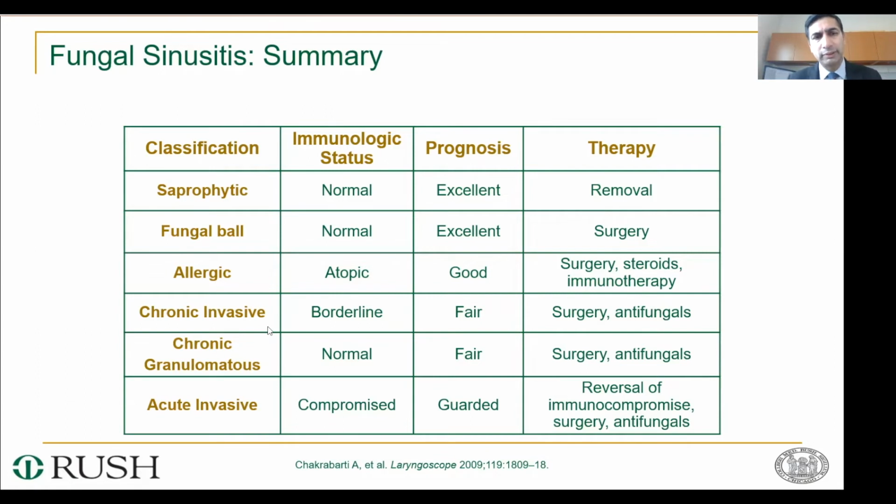The chronic invasive variant, typically the immunologic status is borderline, prognosis is fair, surgery and antifungals are the mainstays of therapy. For the chronic granulomatous variant, the immunologic status is typically normal. Again, the prognosis is fair. Treatment is also comprised of surgery and antifungals. And the acute fulminant invasive variant, the immunologic status here is compromised, the prognosis is guarded, and the therapy includes reversal of the underlying immunocompromise, timely and often aggressive surgery with antifungals, really all hands on deck approach, often to save these patients.